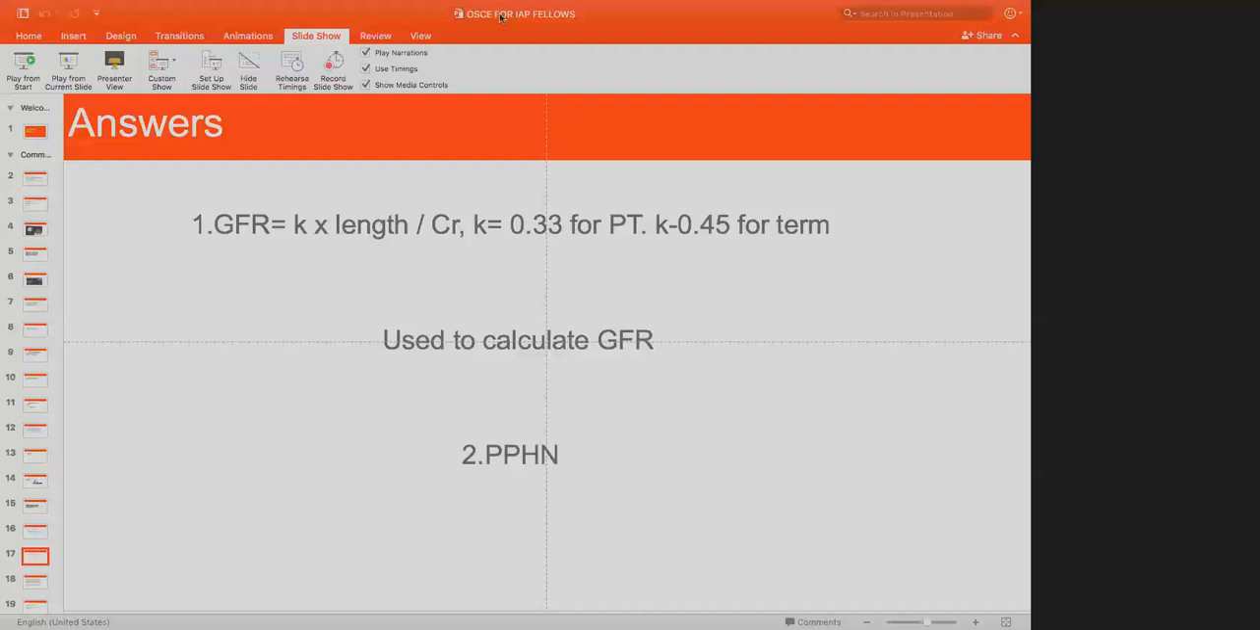So yes, you're right. The first one is K, which is a constant, into length divided by creatinine, where K is 0.33 for preterms and 0.45 for term babies. And it is used to calculate GFR. Suppose the drugs given to term or preterm babies are nephrotoxic, we have to calculate the GFR and write the dose according to the GFR. And the second one is PPHN. Babies with intrauterine exposure to NSAIDs can develop PPHN as newborns.